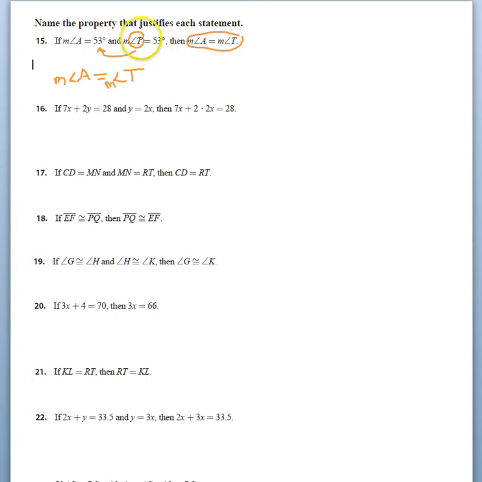And what you're doing when you are putting angle T in for 53 degrees is called substitution, or substituting it in. And so that's the property. It's the substitution property. This can also be considered the transitive property. We'll get to a little more of the difference between substitution property and transitive property in some of these examples. But if you were thinking transitive property, that would also work there. Most people would probably think substitution, but transitive would work.